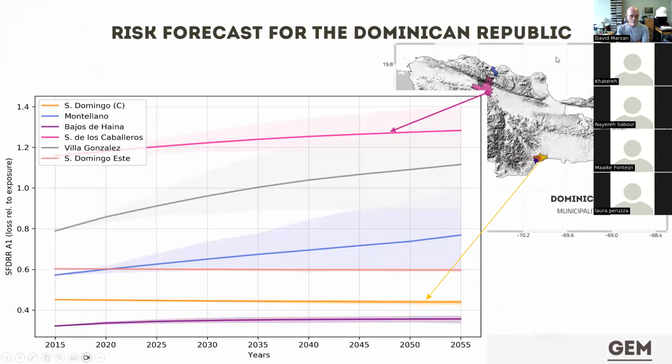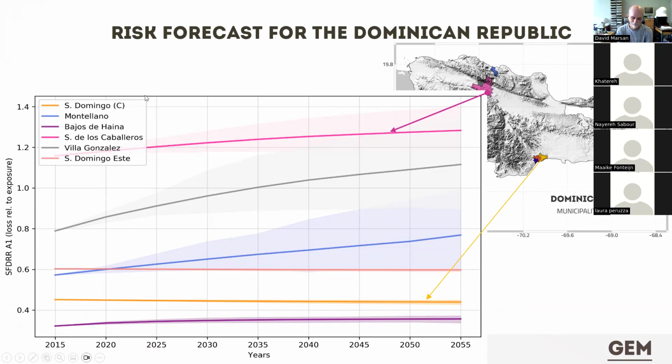I'm just showing you here as an example the Dominican Republic. We basically tried to understand the change in risk at a subnational level in the Dominican Republic. And we can focus on two examples. The yellow area right here is the trajectory of risk of the capital of the country, called Santo Domingo. And this pink area right here is the risk trajectory of a northern city in the country that is developing quite fast. It's called Santiago de los Caballeros.